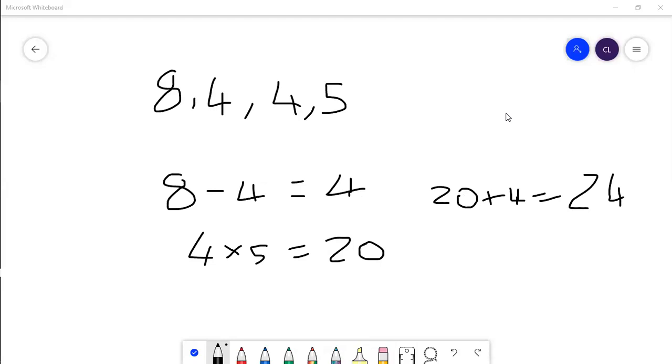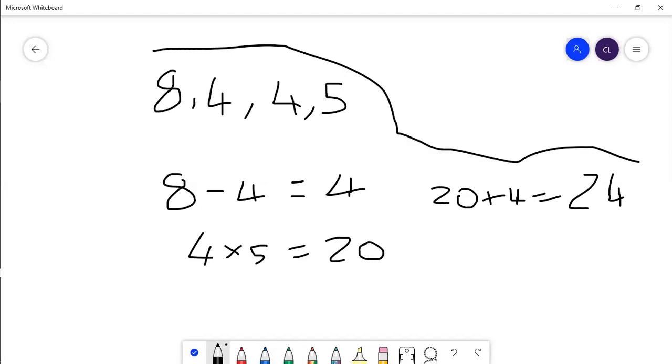There's another way. Let me just do this. I'm going to try and write in the space over here. So I write, there's another way.